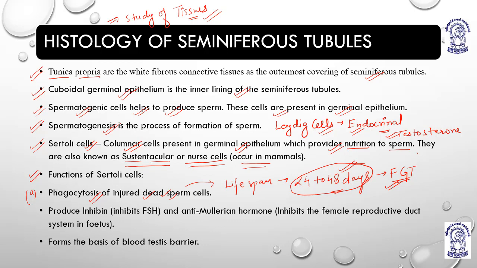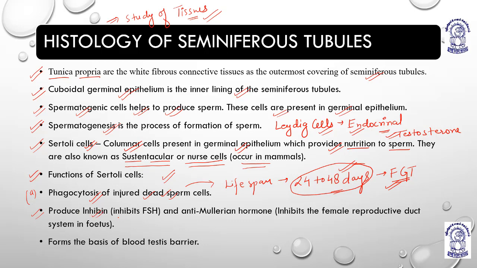In between these two days, if the sperm fertilizes the egg, then it's good. It forms a fertilized zygote, and the zygote will develop into an embryo, and further, it depends. During the passage of sperm, many sperms die because of nutritional deficiency or other problems. So Sertoli cells help to phagocytose, to engulf, to eat away the dead sperm cells. Sertoli cells also produce inhibin.